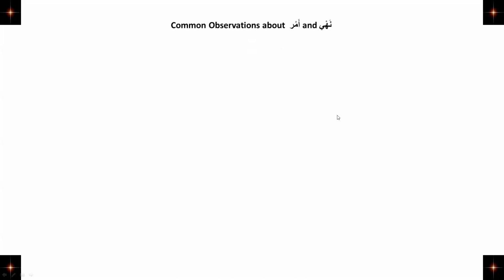Now let's go straight to business. Command, amr, forbid or forbidding, nahi. So you command and you forbid. So they are all instructions, right? They are all instructions, but one is to do and one is asking you not to do. Okay. Now the slide tells you that there are some common observations about these two words, amr and nahi, and we are going to go through them quickly.